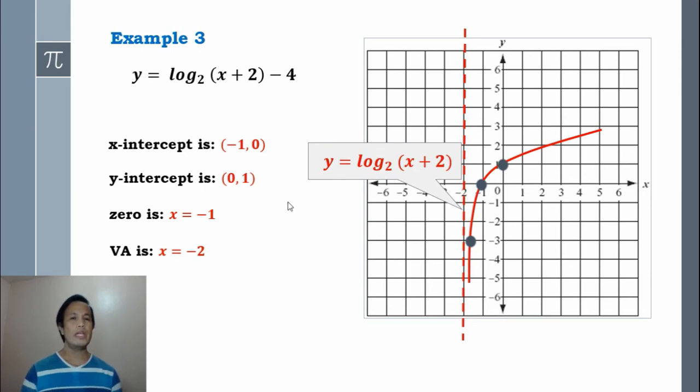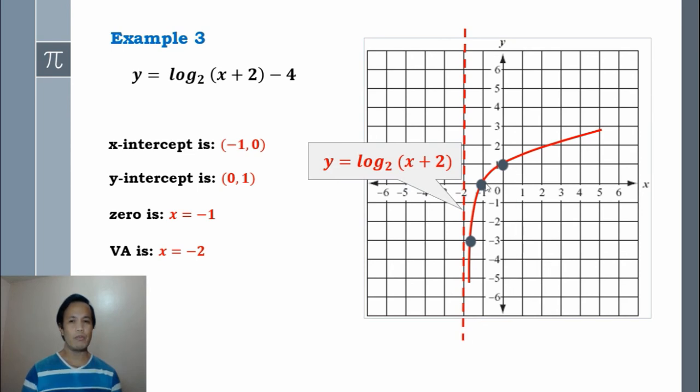Now, how about we include negative 4? So we'll include the horizontal translation and the vertical translation. Since this is the vertical translation and this is negative 4, that means the graph will move 4 units downward. But our vertical asymptote stays the same. Only the graph will move 4 units downward.